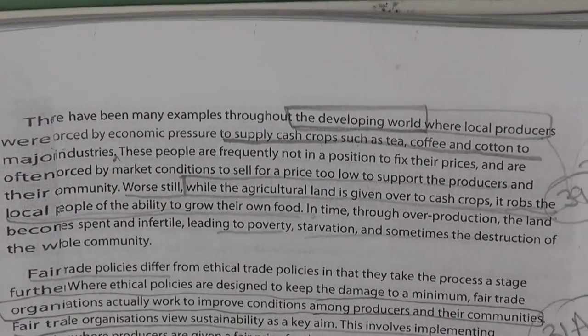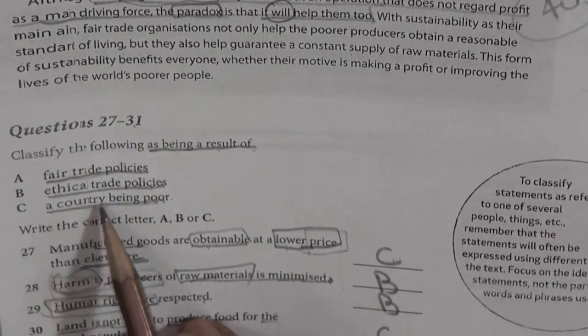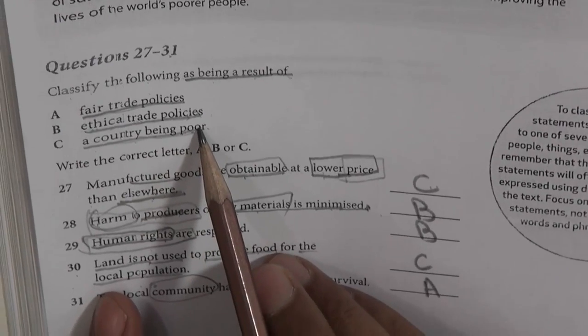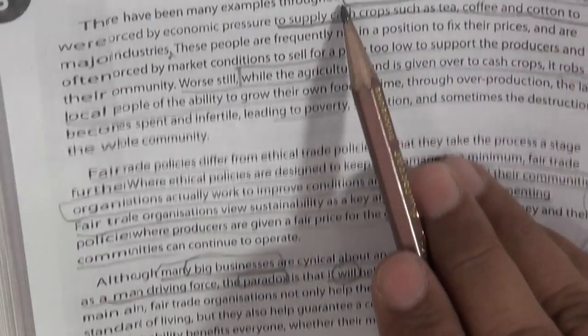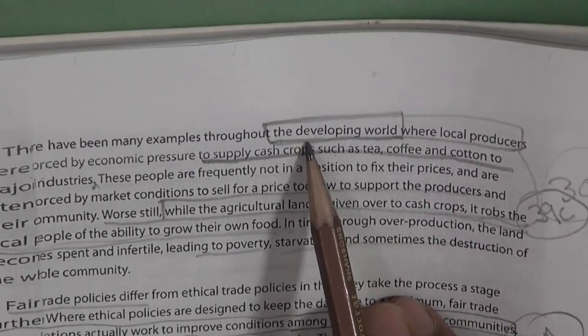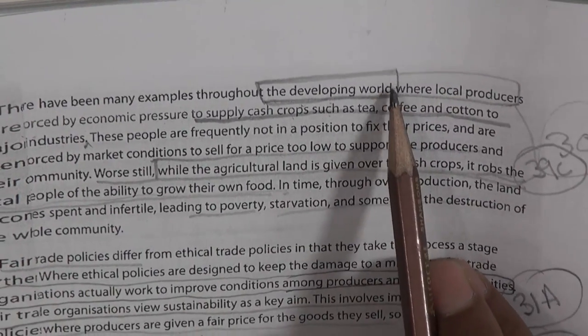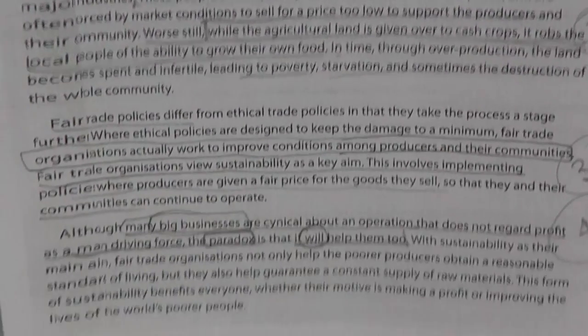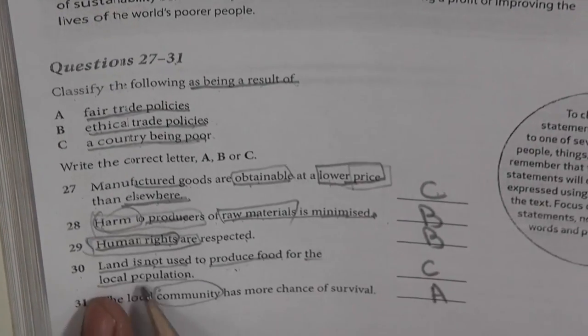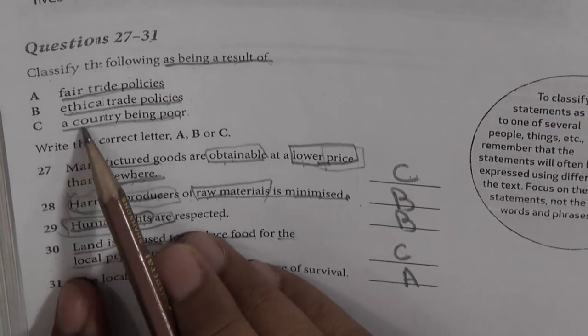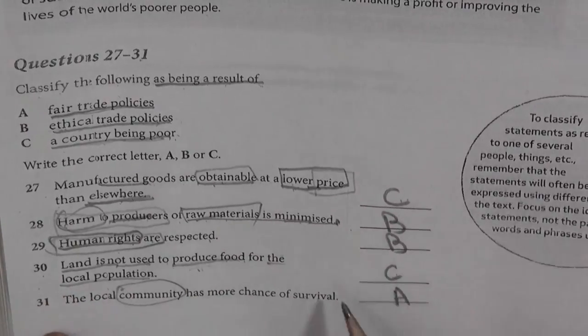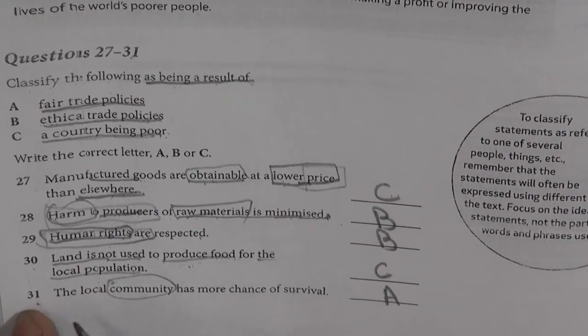Okay, so the answer is going to be a country being poor, because if you come back, they use the word the developing world. The developing world means a country being poor. So land is not used to produce food for the local population. Option C, a country being poor. Okay, let's go on. Question number 31.